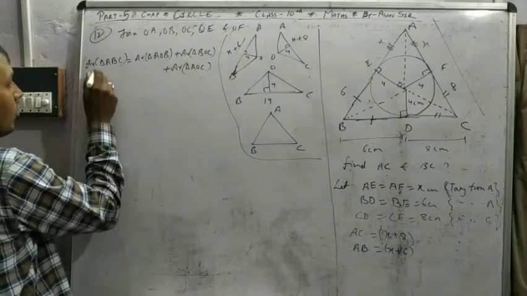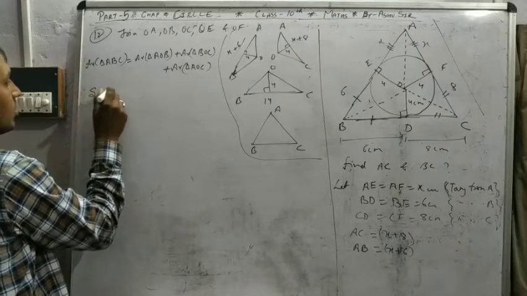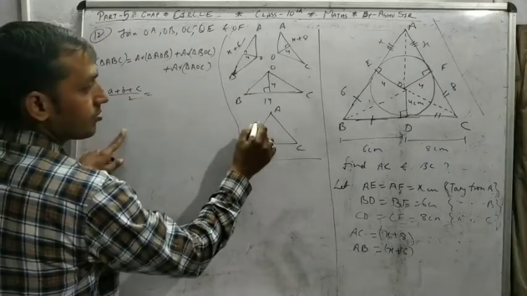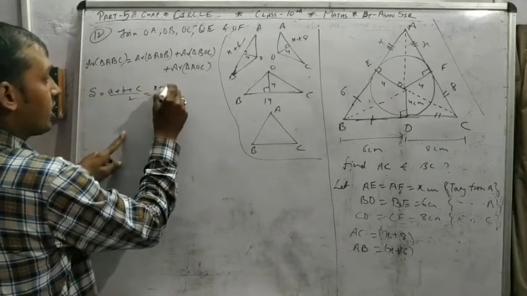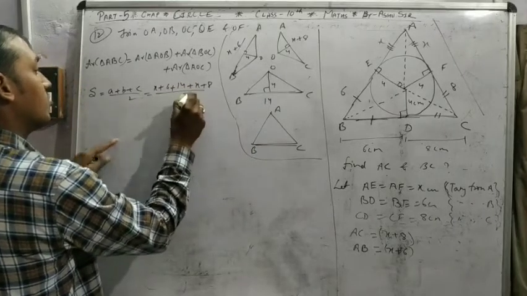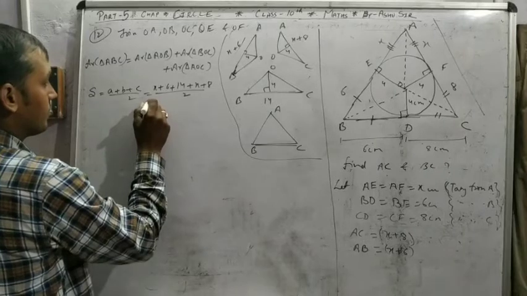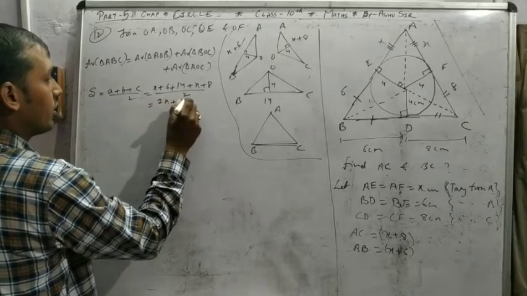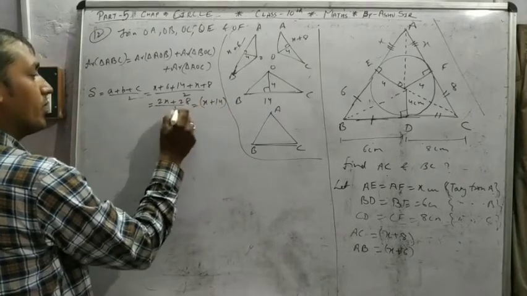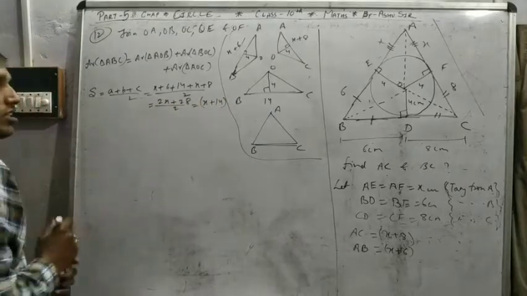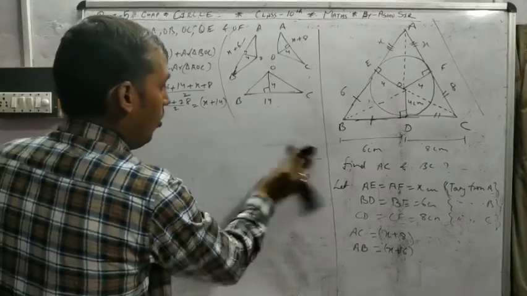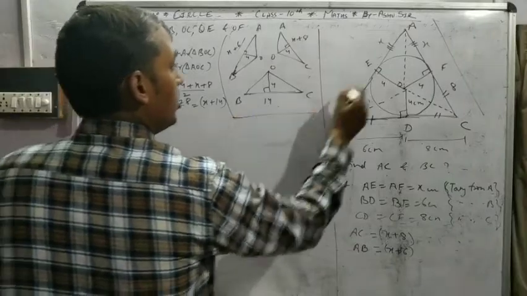So first you find the value of s. a plus b plus c by 2. a is x plus 6, 14, x plus 8, by 2. 2x plus 28 by 2, so x plus 14. 2 taken common and 2 cancel. So we get x plus 14. We rub this figure because the whole triangle ABC is here.